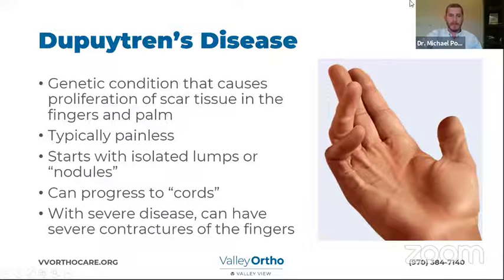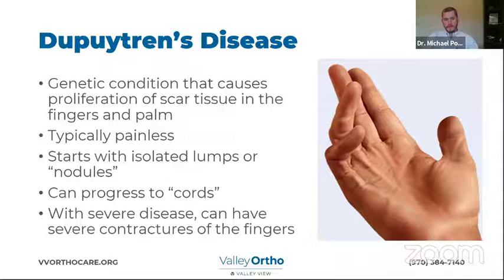So the last condition I'd like to talk about is Dupuytren's disease. Not everybody's heard of this, but it's a fairly common thing that I see in my world. Dupuytren's is a genetic condition. It's common in folks of Northern European descent.